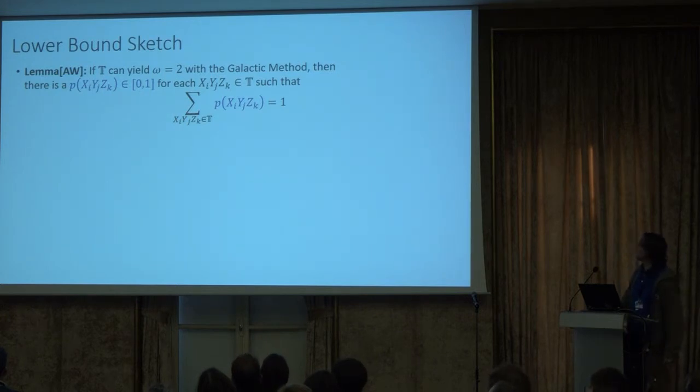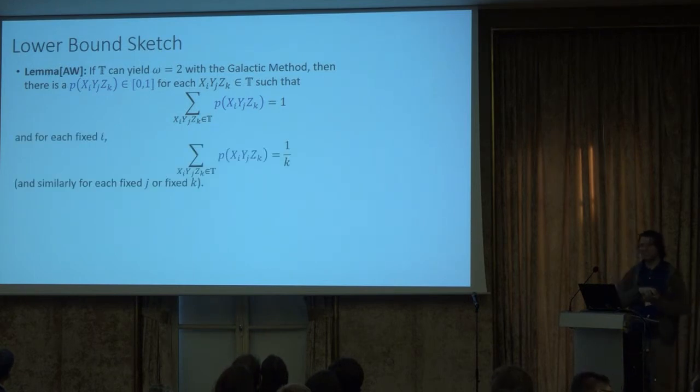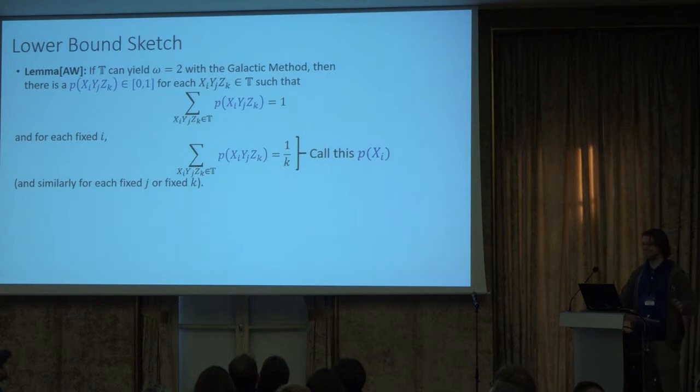So one of the lemmas we prove is that if T is a tensor that can prove omega is 2 with the galactic method, then there's a way to find a probability distribution on the terms of the tensor. So you assign a probability to each term, so they sum to 1. And for each fixed x variable, or fixed y variable, or fixed z variable, you assign the same probability mass, 1 over k, if there are k variables. So a probability distribution so that each variable is assigned the same probability mass. This sort of follows from the independent tensor notion, if you think about it a little bit. I'll call this P of xi, the sum of the probabilities assigned to xi.